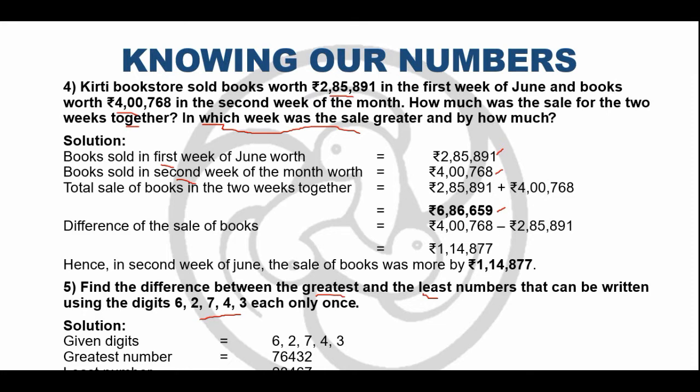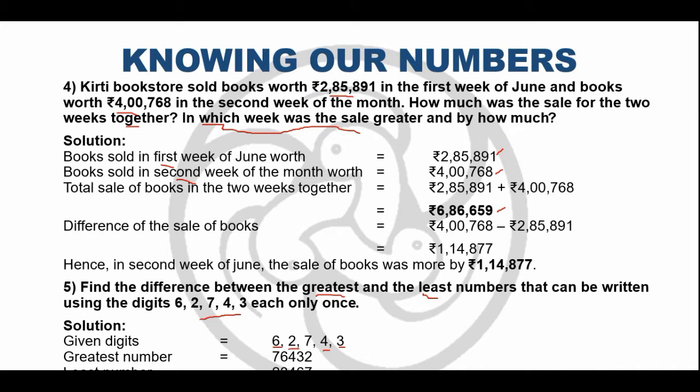So how can you form the least number? The first digit you should write is the smallest digit. Which is the smallest digit here? 2 is the smallest, so that should be arranged first. Next to the smallest is 3, so that should be arranged second. Next is 4, so that should be written here. The next is 6, so that should be written here. The next is 7, so that should be written here. So the smallest number, that is the least number, is 23,467.